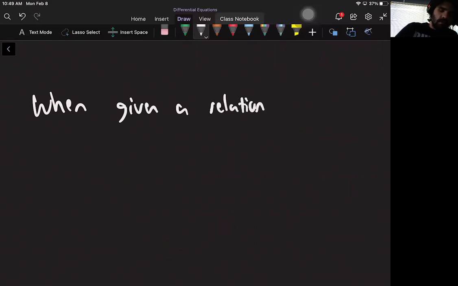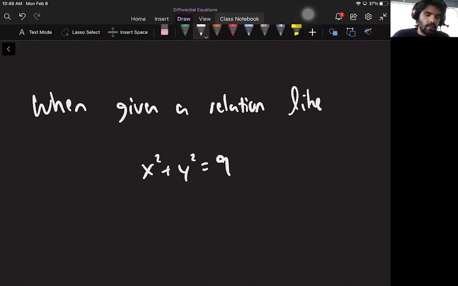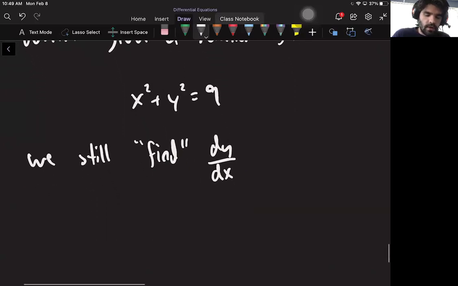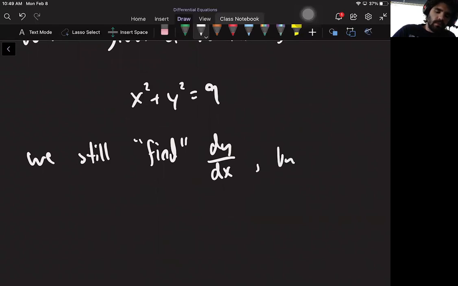So then when you grow up a little bit, you learn about relations. So given a relation instead of a function, you have to think a little bit differently. You still find the derivative of y with respect to x, but it's not exactly the same because y is not a function of x. So then we use this tool called implicit differentiation.